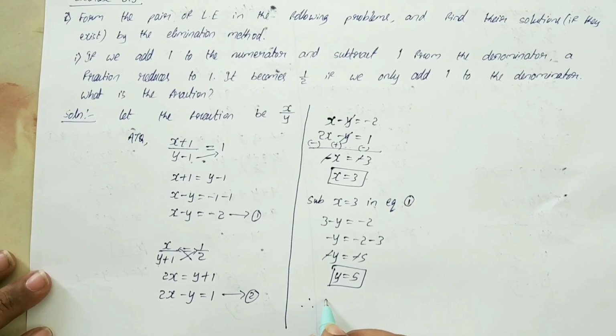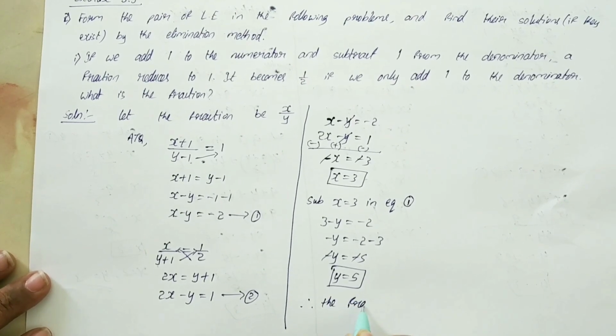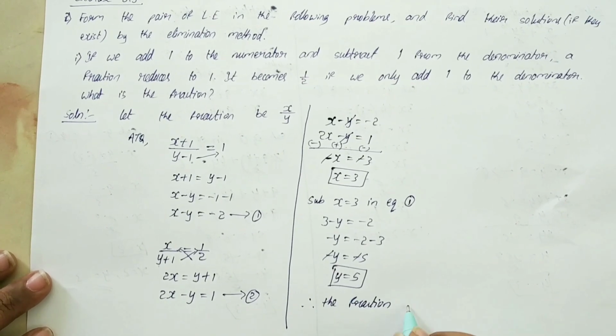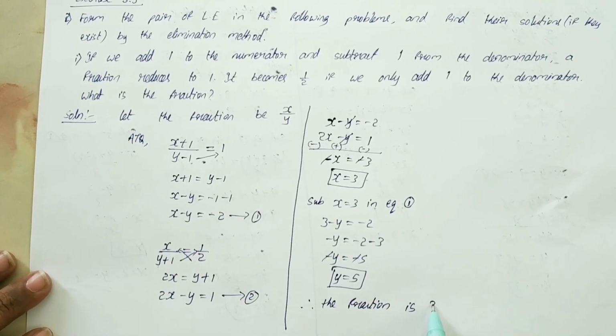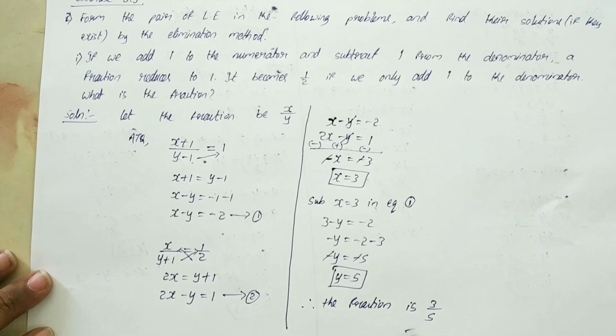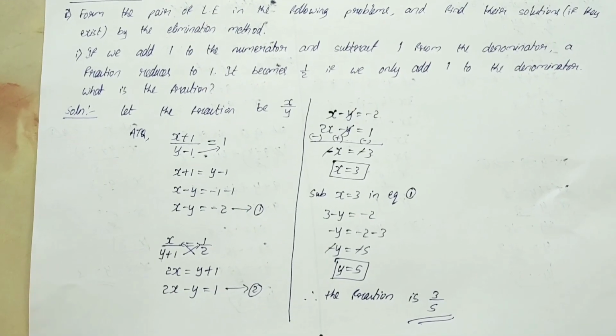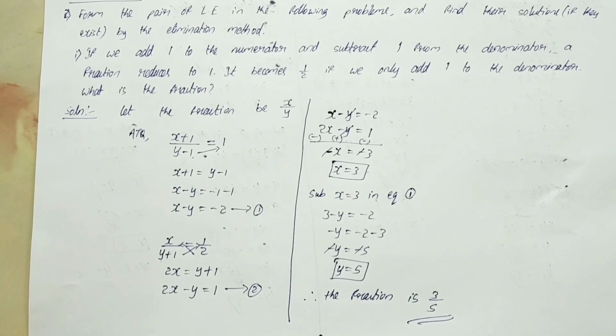Therefore, what will be the fraction? What did we take the fraction as? x by y, right? What is the value of x? 3. And what is the value of y? 5. So the fraction is 3 by 5. This is how we can solve this question.